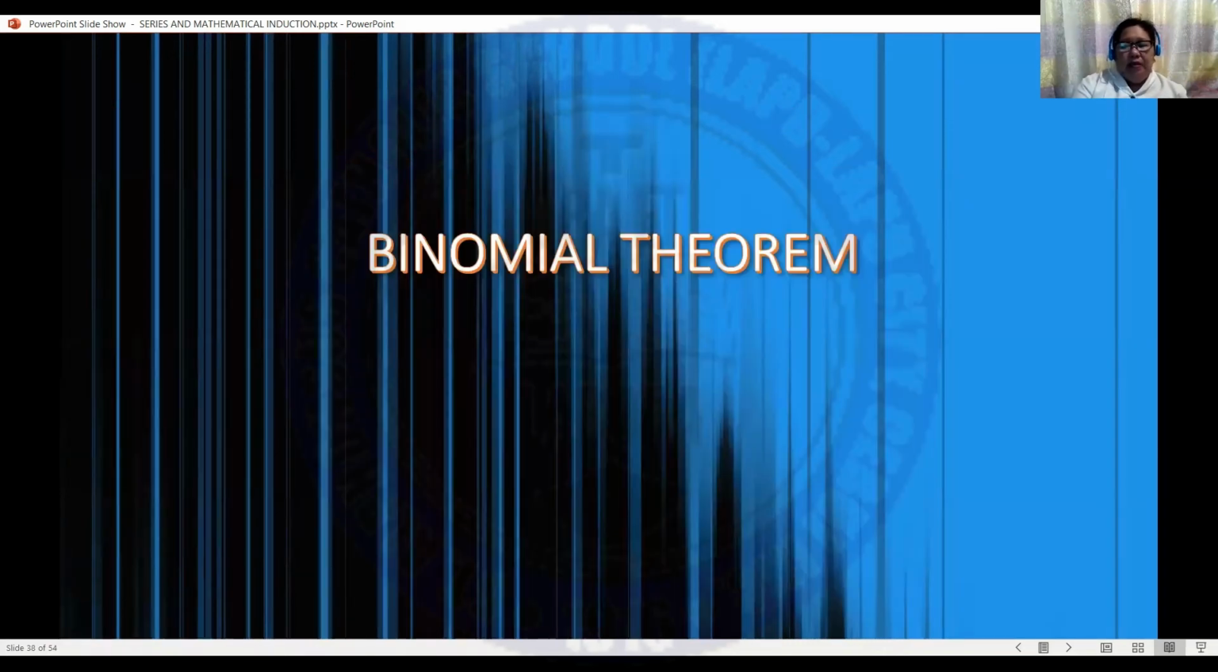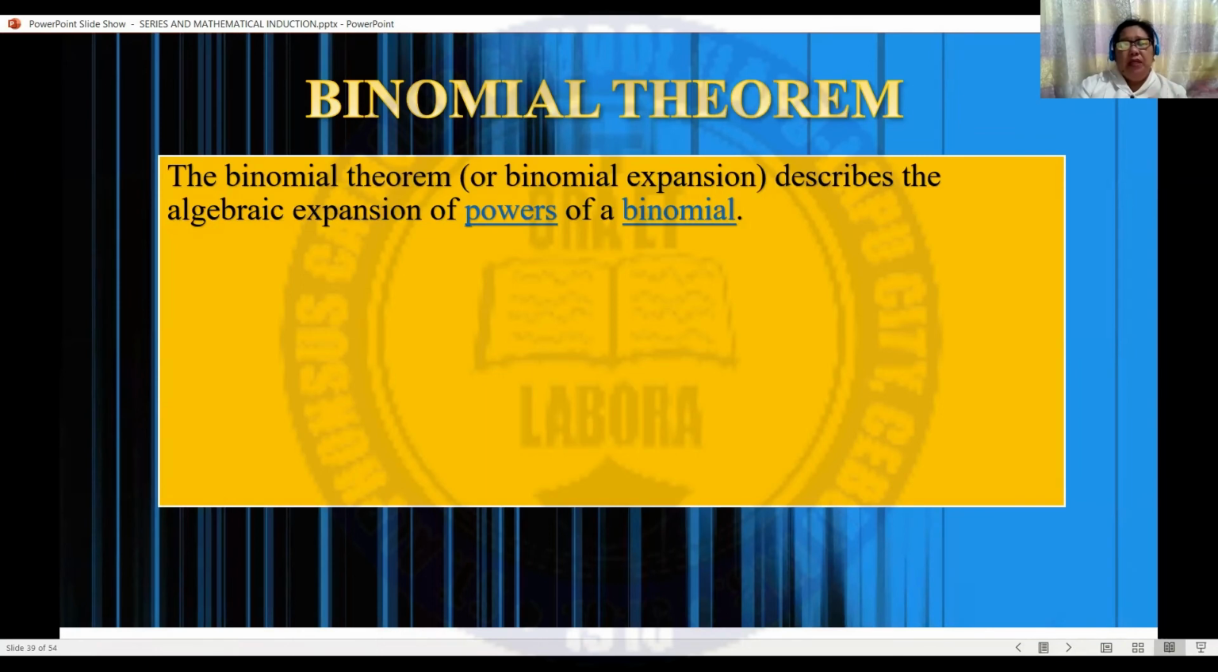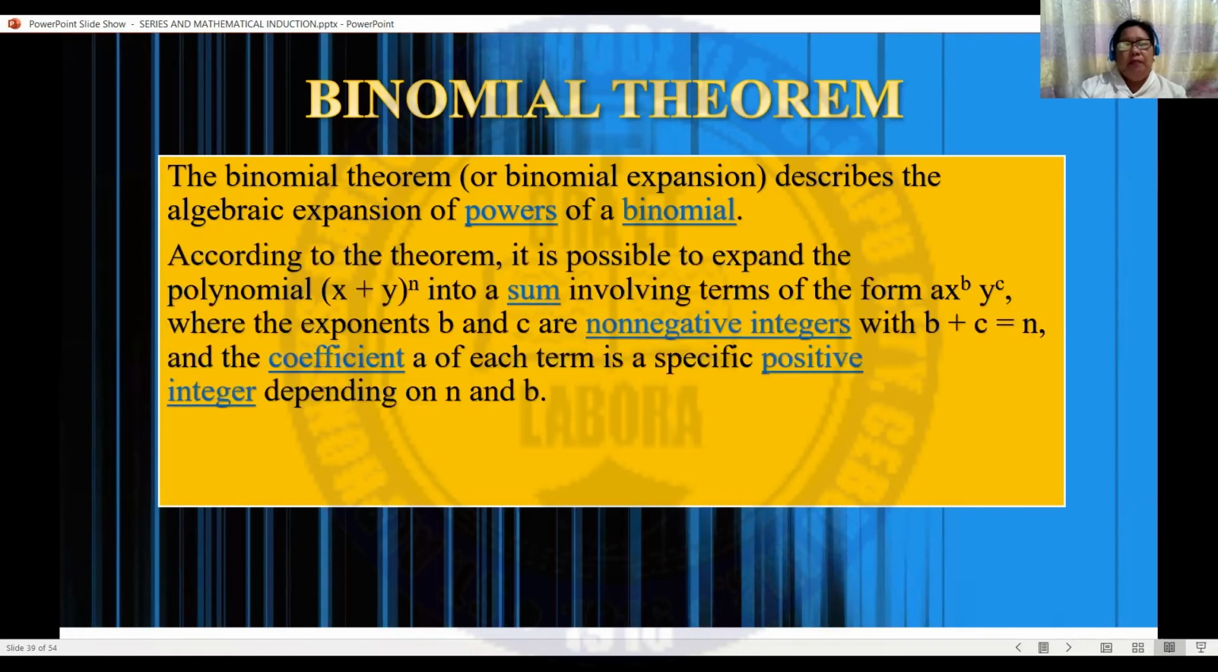Next, let us have the binomial theorem. The binomial theorem or binomial expansion describes the algebraic expansion of powers of a binomial. According to the theorem, it is possible to expand the polynomial of the quantity x plus y raised to n into a sum involving terms of the form ax raised to b, y raised to c, where the exponents b and c are non-negative integers, with b plus c equal to n, and the coefficient a of each term is a specific positive integer depending on n and b.